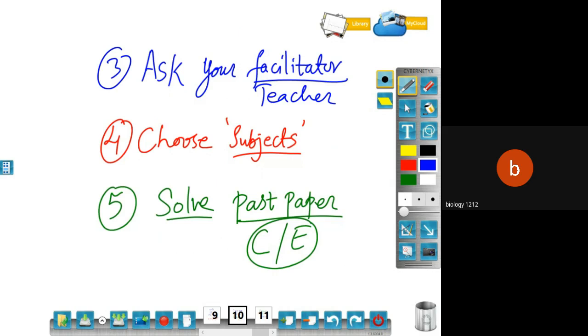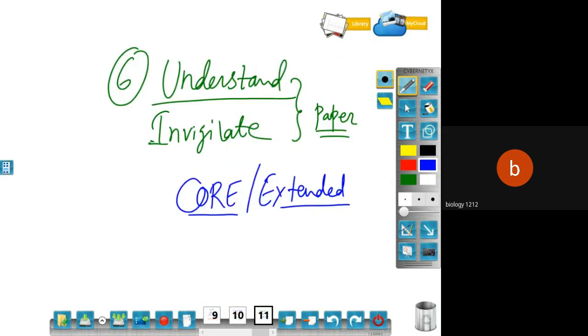Unnecessary subjects you can actually drop, and solve some of the recent past papers, 2020, 21, or you can go for 2019 also. Solve such past papers related to core and extended, and then judge yourself whether you fall into core or extended and make your own choice. Please remember, your future is in your hands, so you are responsible and take that responsibility.